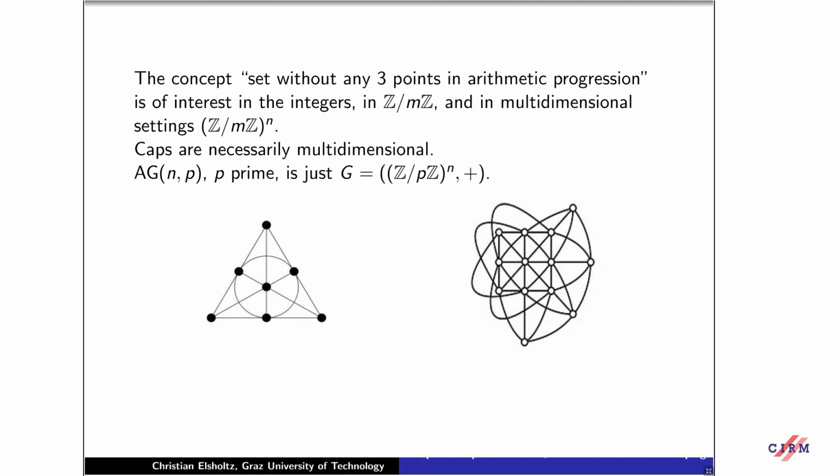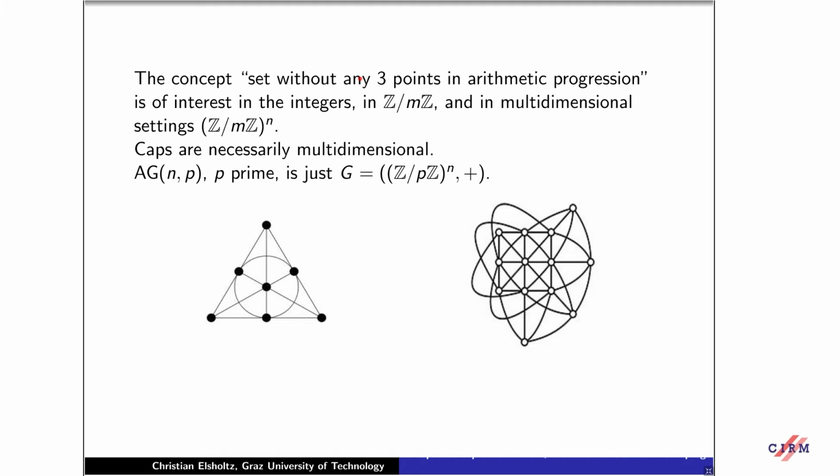You will see a similar slide again later. Anyway, so now we work in affine and projective space. If you work in combinatorics and number theory, you know that sets without 3 points in arithmetic progression are very well known, and this can be done in the integers, it can be done modulo m, it can be done in this multidimensional setting, which I'm studying here. But caps in dimension 1 are completely boring. I mean, if you have on an interval no 3 points, then you're not talking about it.